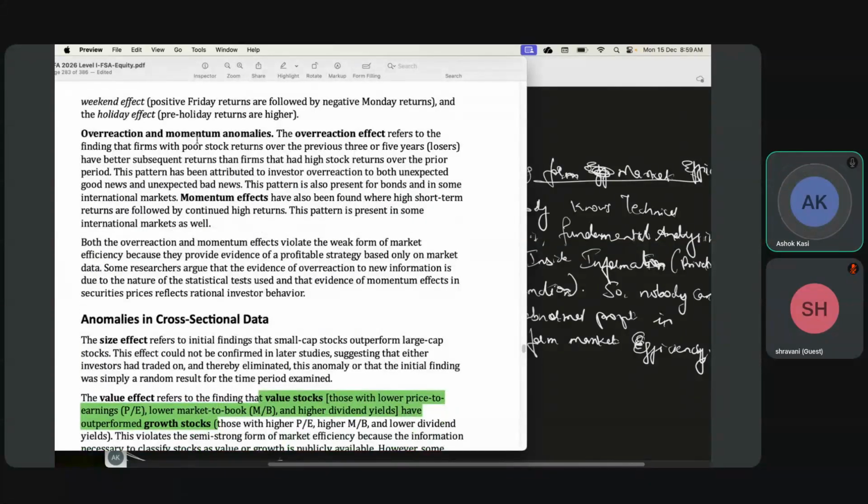Then momentum anomaly. Some stocks will be in momentum. Momentum means it will keep going up and up because maybe there can be some tailwind. Momentum may be going up or maybe going down also. Tailwind means, let's say, the government is framing some rules to support it, for example renewable energy. Then it will come into momentum and keep on going up. Those are all momentum effects.